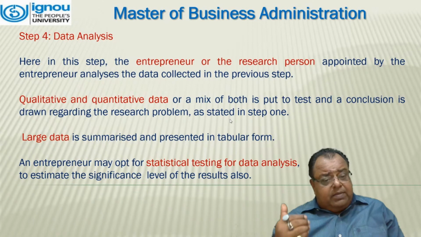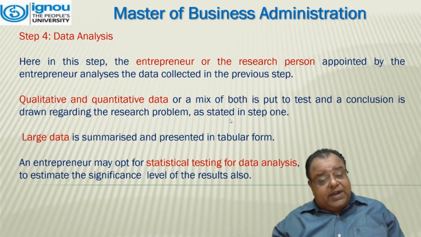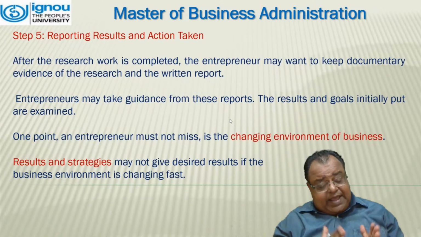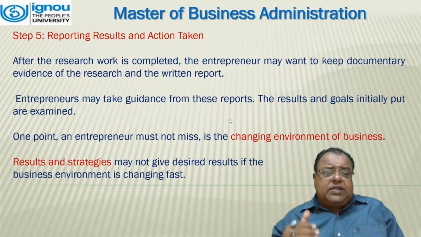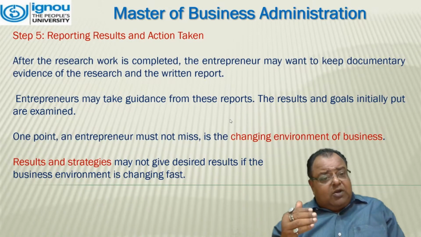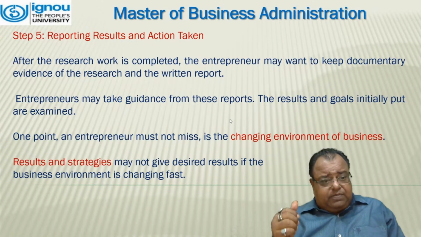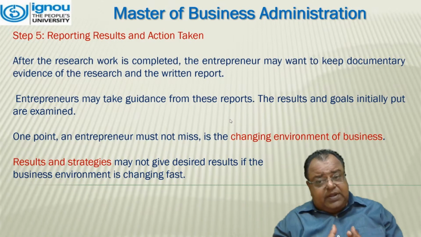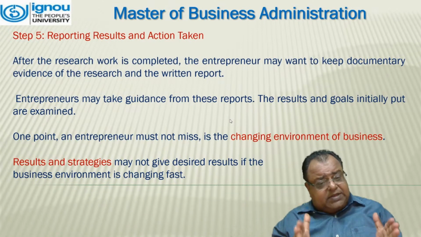An entrepreneur may opt for statistical testing of data analysis to estimate the significance level of results. Step five is reporting results and action taken. After the research work is completed, the entrepreneur may want to keep documentary evidence of the research and the report. Entrepreneurs may take guidance from these reports. The results and goals initially put are accepted.